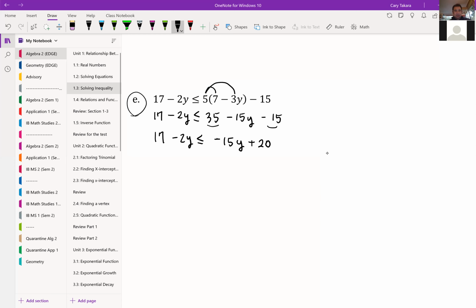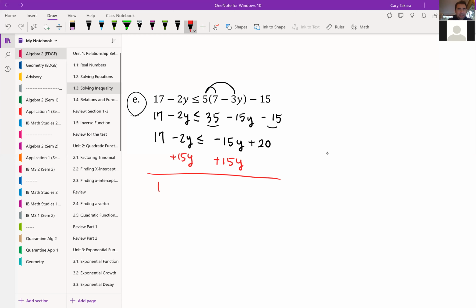Now I've got y on the left side, y on the right side of the inequality. You can't have y on both sides. You need to get rid of one of them. Which one? You want to get rid of the smaller y's. In this case, the bigger negative number is less, isn't it? So I'm going to add 15y on both sides of the inequality.